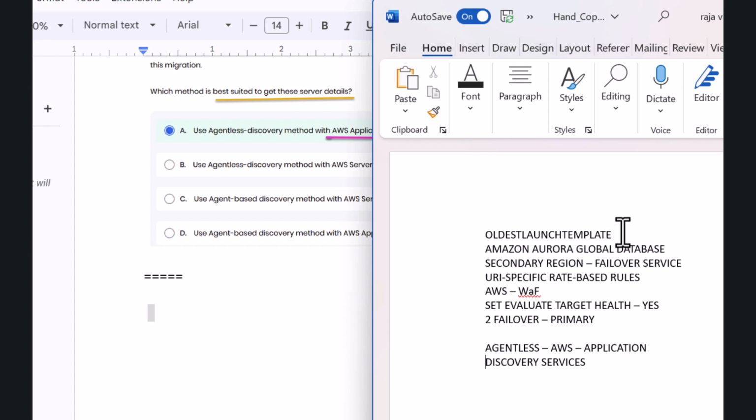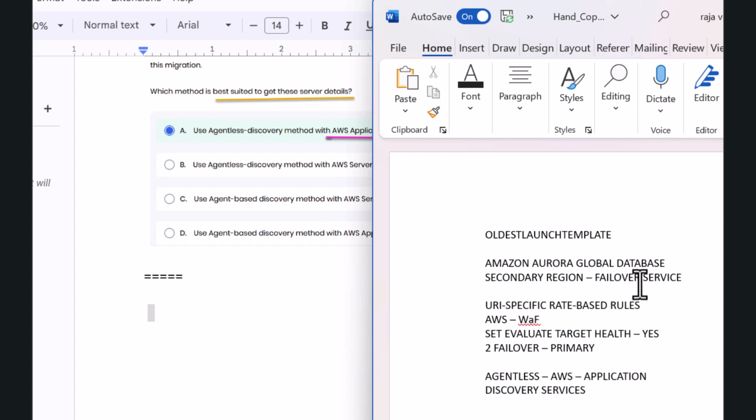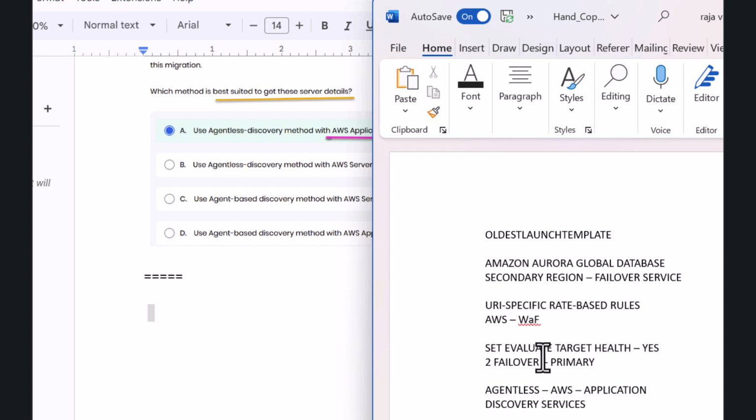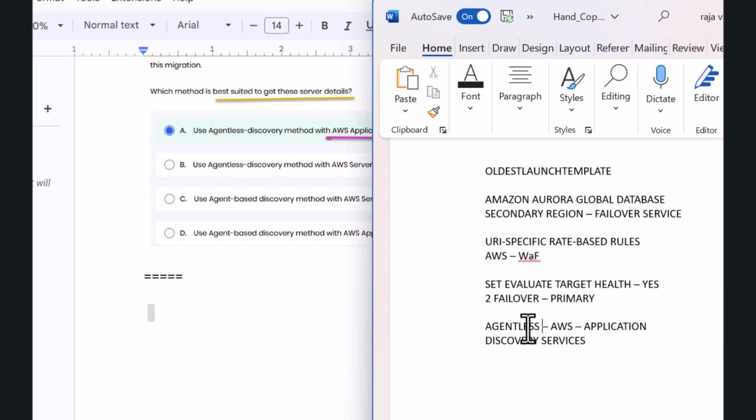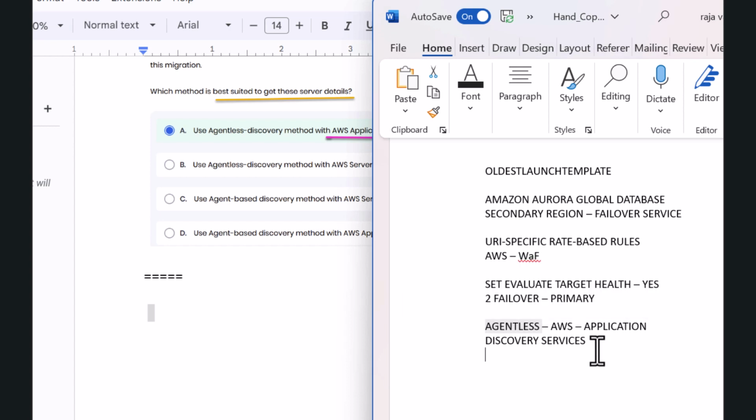Okay. So the first one is oldest launch template. The second one was Amazon Aurora Global Database secondary region failover services. The third one was URI specific AWS WAF. The fourth one was set evaluate target health to yes and create two failovers, primary and secondary. And the last one was agentless and AWS application discovery services.